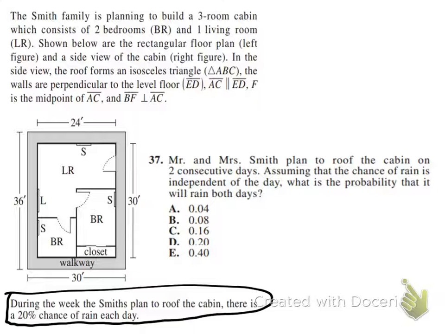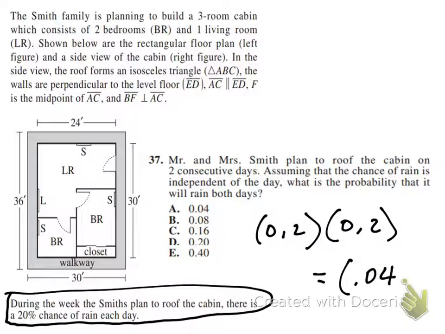Now, this is one you're going to know or you're not going to know. Independent events, to find the combined probability, you just multiply them together. If it's going to rain this day and rain this day, the probability of that happening is the probability multiplied times the probability. So this probability is going to be 0.2 times 0.2, which is 0.04.